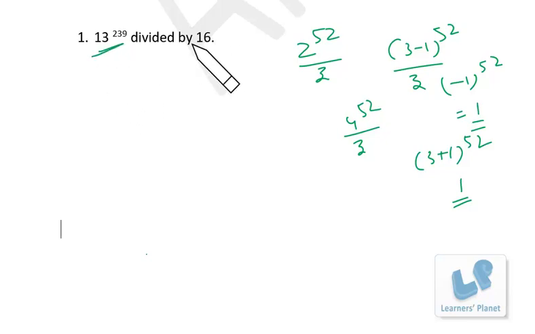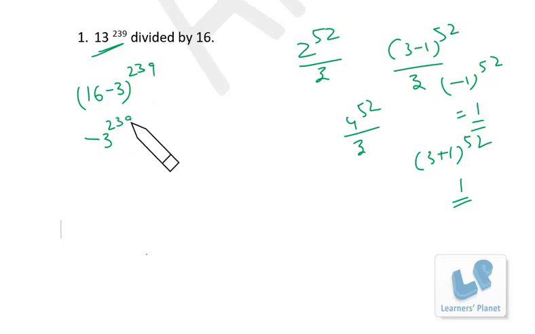The very first thing, just simplify it. Just one step simplification, find out the difference of 13 and 16. 13 can be written as 16 minus 3, raised to 239. You don't have to write this, because in exams you have to save time, so avoid writing too many steps. Now 13 is 16 minus 3. So in the first step, your remainder is minus 3 raised to 239. That is the first step that you have to write.